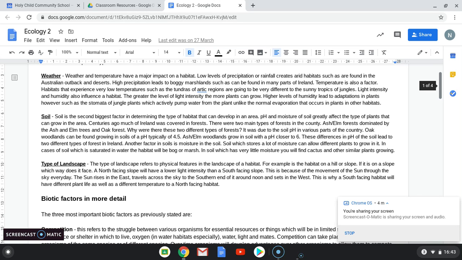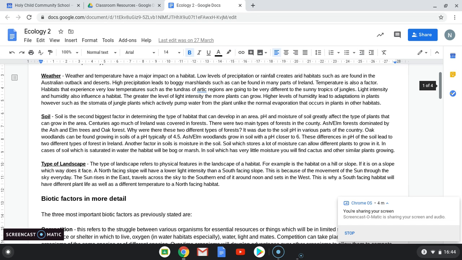Now, there are two main types of forest in Ireland. The first was a forest predominantly made up of ash trees and elm trees. And then the second type of forest was one that was mostly made up of oak trees. And you had these two distinctive different types of forests in Ireland. But why were there these two different types of forests in Ireland? It had to do with the soil pH.